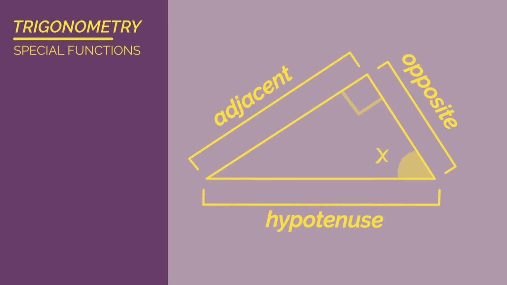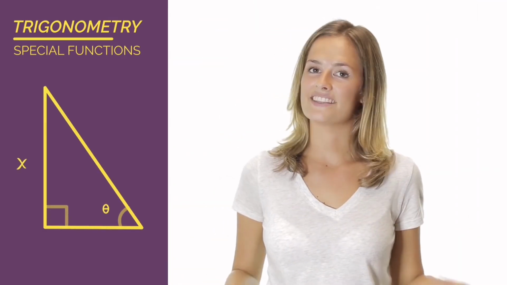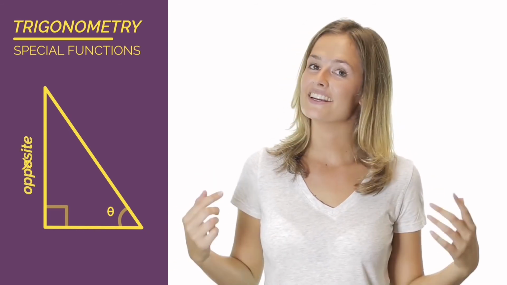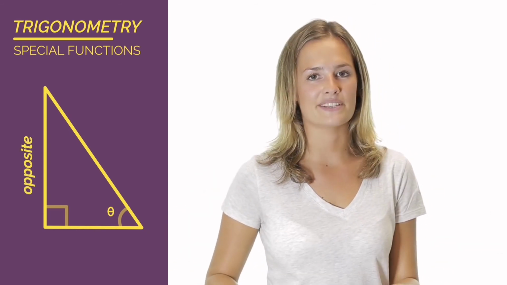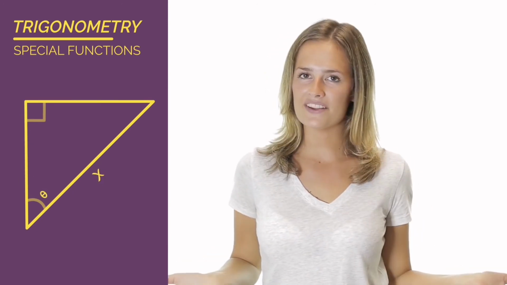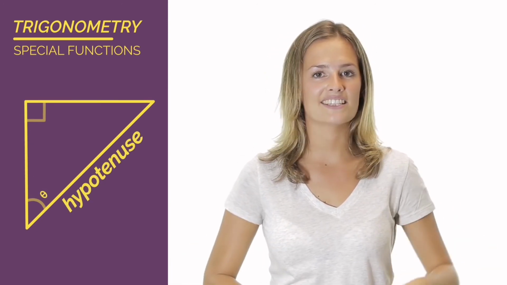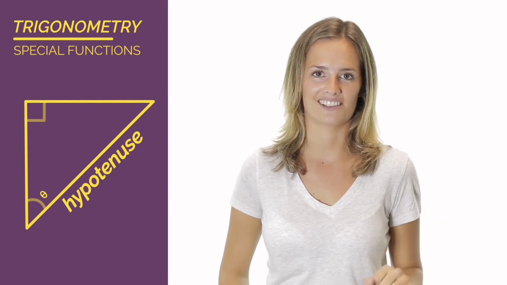But see how when we change the angle, the adjacent and the opposite move? So is this side the adjacent, the hypotenuse, or the opposite? It's the opposite because it is opposite the angle. What about this side? It's the hypotenuse because it's the longest side and it's across from the right angle.